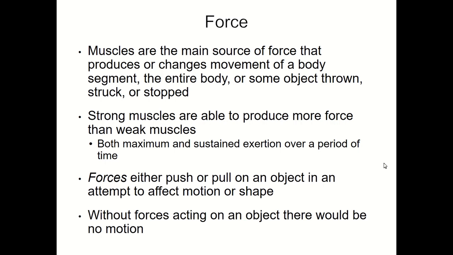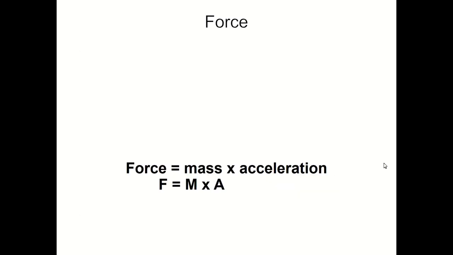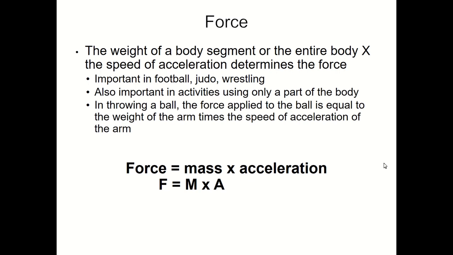Without forces acting on an object, there would be no motion. Things would not move, our body would not move without the muscular forces that act upon a joint axis, for example. So force is equal to mass times acceleration, written in long form here, and also in short form, which is also why when we rearranged that and looked at acceleration, we know that acceleration is equal to force over mass. So the weight of a body segment or the entire body times the speed of acceleration determines the force. This is important for sports such as football, judo, and wrestling.